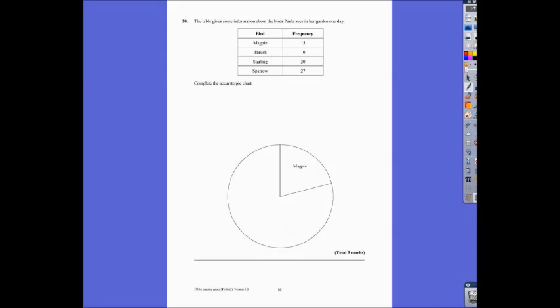Question 20. The table gives some information about the birds seen in a garden on one day. Complete an accurate pie chart. Well, the first thing we need to do is figure out how many birds were seen. So if we add up all these numbers, again, use your calculator, they add up to 72. There are 360 degrees in a pie chart, and if there are 72 birds, we do 360 divided by 72 equals 5. So each bird is worth 5 degrees of our pie chart.